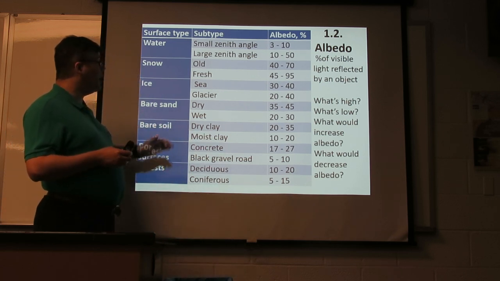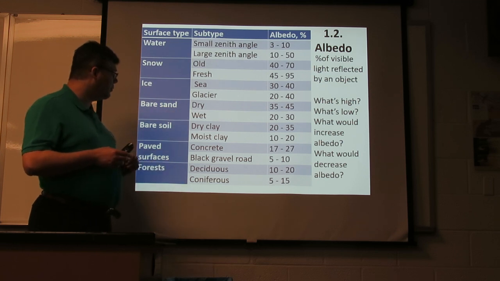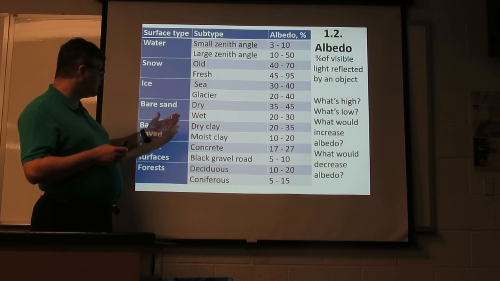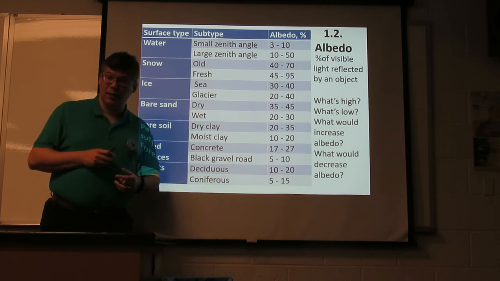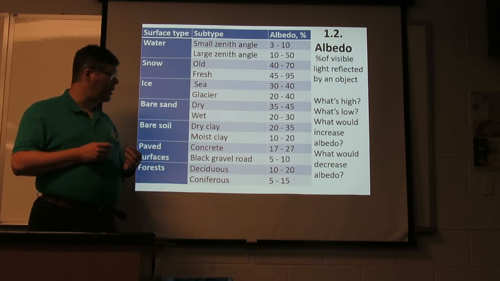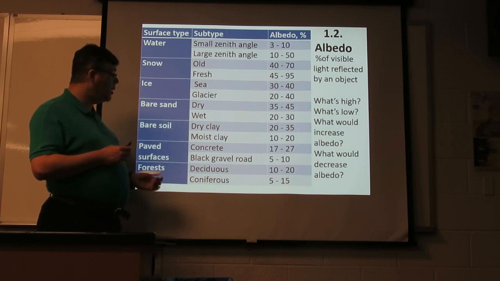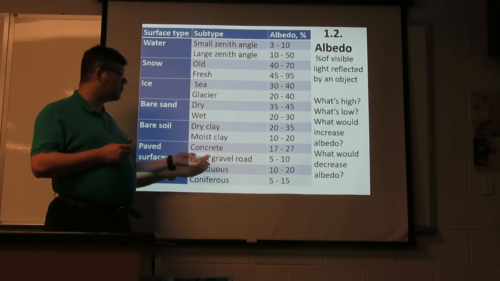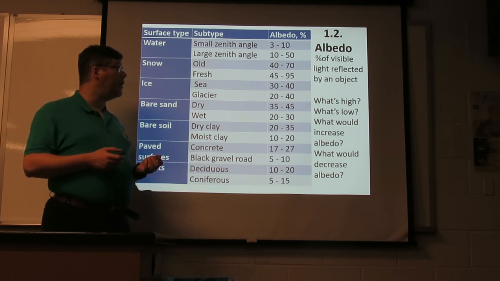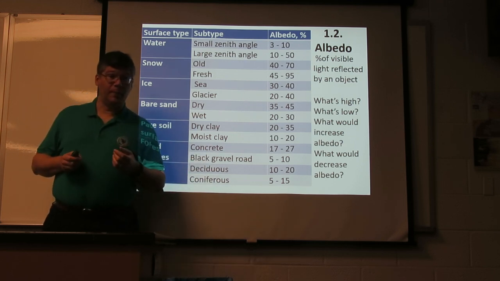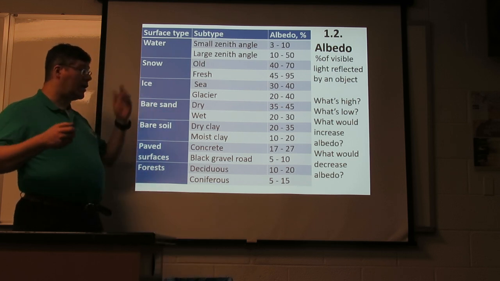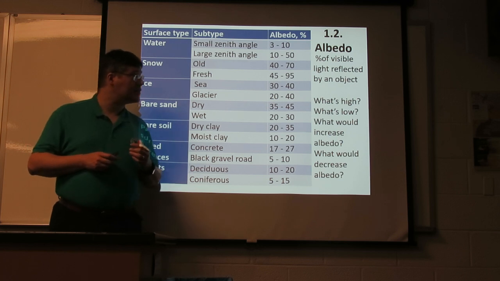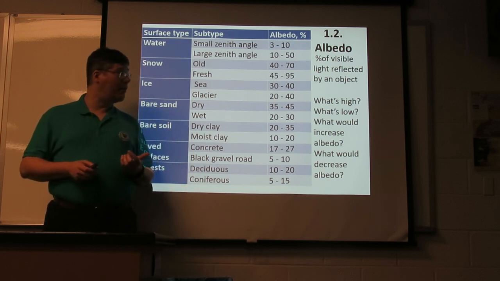But for here on Earth, we have a wide variety of different possible surfaces. For example, no surprise, a black pavement surface, or dark gravel, has a very low albedo. Dark green trees, very low albedo. White, dry sand, pretty high albedo there. Snow and ice, those have quite high albedos.